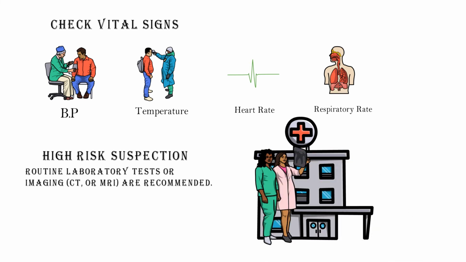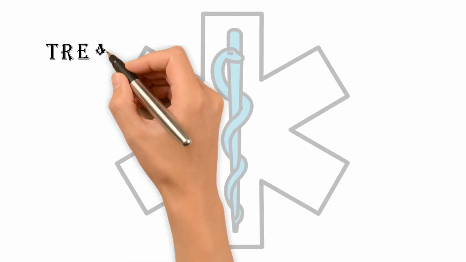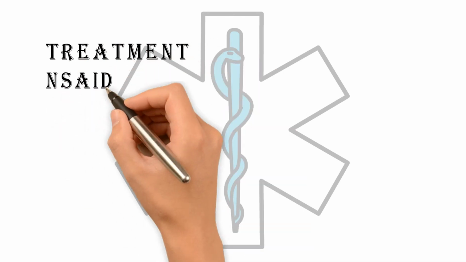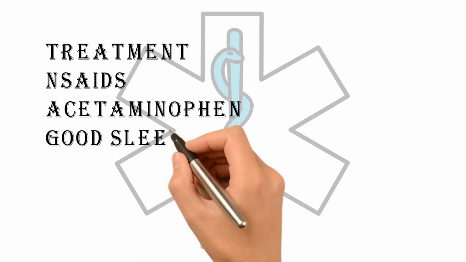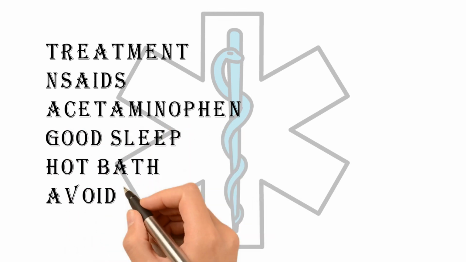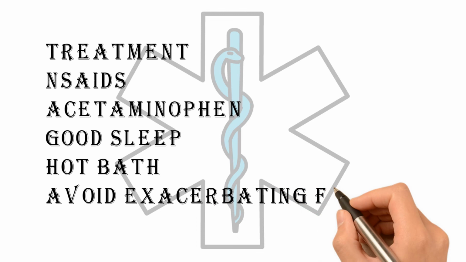How should we treat headache? Again, for secondary headache that always follows an underlying cause, that underlying cause needs to be evaluated and managed accordingly. But if no underlying cause is there, then lifestyle modifications, like having a good sleep, taking a hot bath, and avoiding exacerbating factors, can help. Or else we can go with over-the-counter drugs like NSAIDs or acetaminophen.